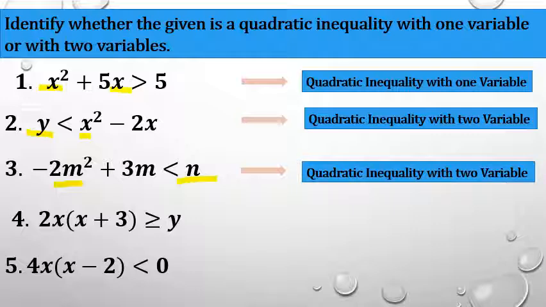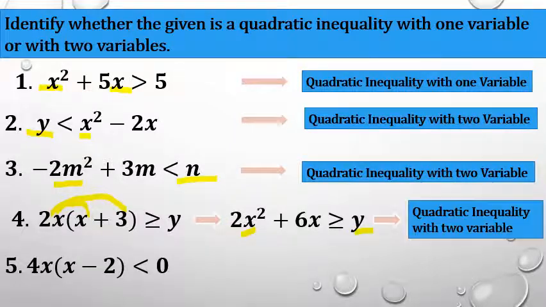So, for number 4, meron tayong 2x times x plus 3 is greater than or equal to y. So, i-multiply natin gamit ang distributive property. Ang sagot ay 2x squared plus 6x is greater than or equal to y. Anong variables ang makikita? Meron tayong x and y. Ibig sabihin, ang given ay quadratic inequality with two variables.